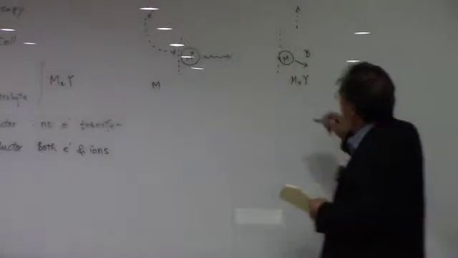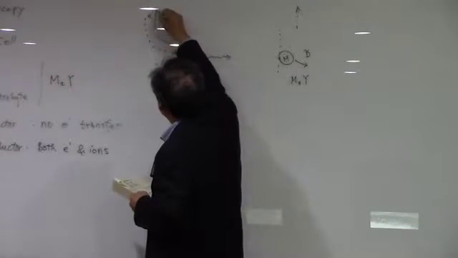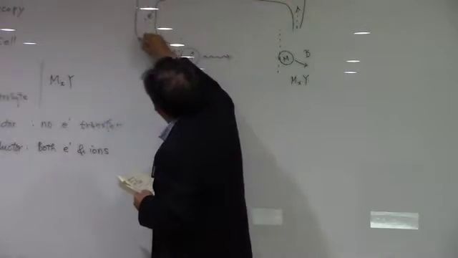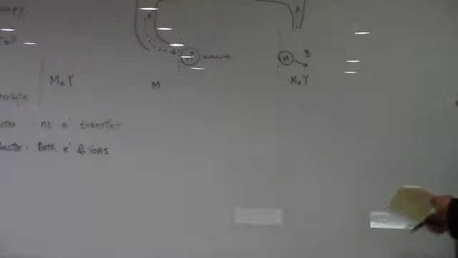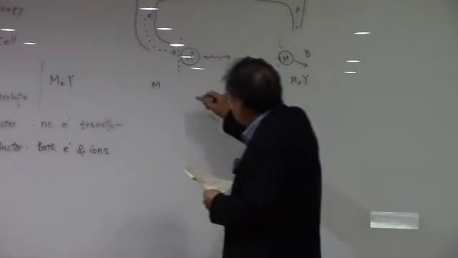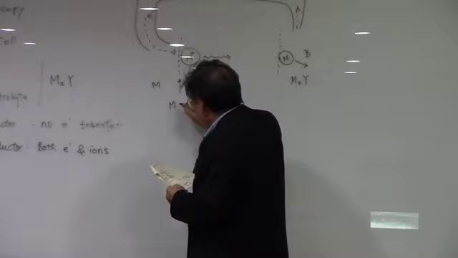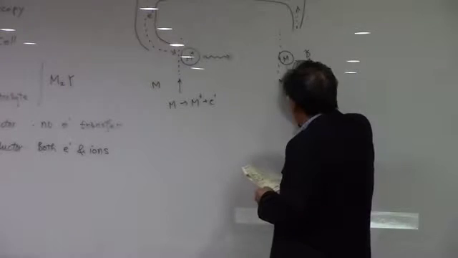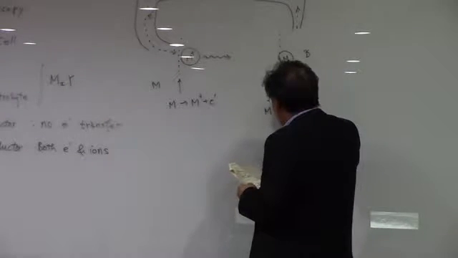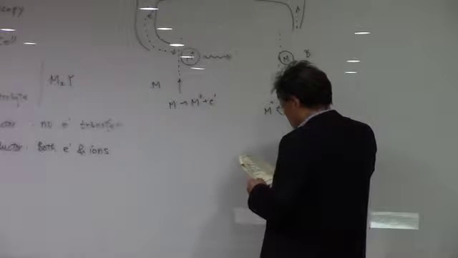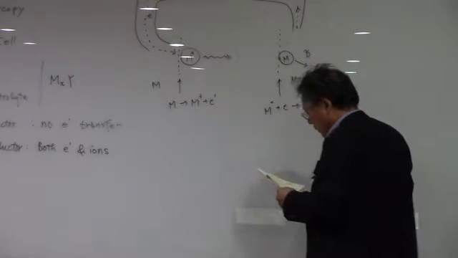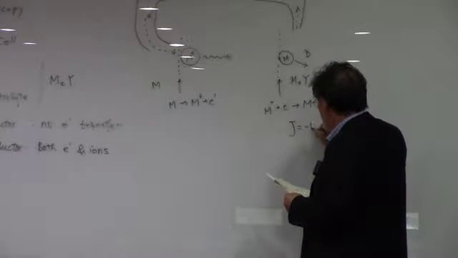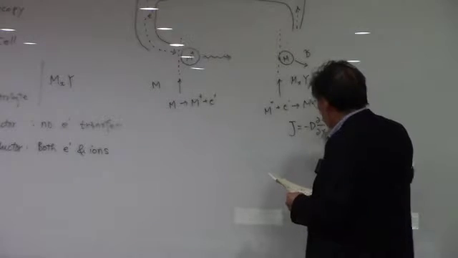Electrons are going to be transferred through the outer circuit. Let me just draw. This is the outer circuit, okay? So at this interface, we have M going to M plus and an electron. And at this interface, we have M plus and an electron going to M. Okay? And this is the chemical diffusion according to Fick's first law.